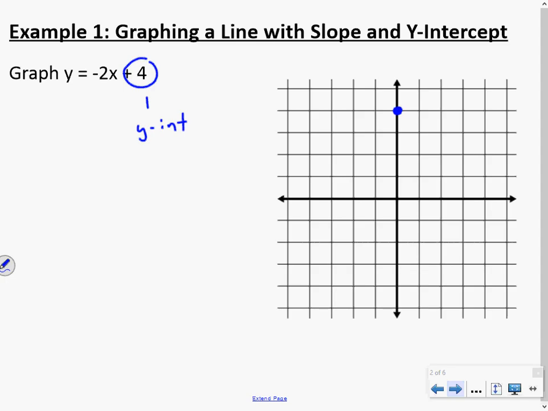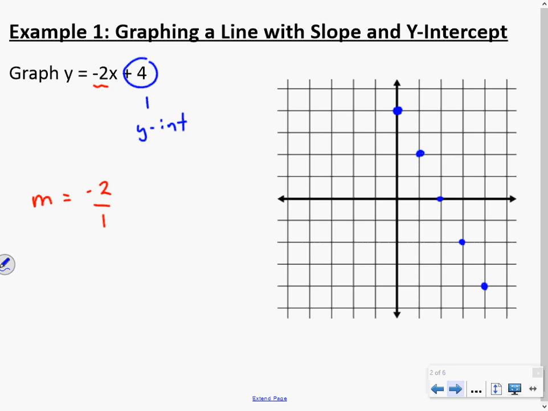And then we know the slope of this line is going to be -2, which I can write as -2 over 1. That means I can go down 2, right 1 to get from the point I already have plotted to my next one. So I can start at my y-intercept, count down 2, right 1, put another point there, and then I can keep repeating this pattern. Down 2, right 1, down 2, right 1, down 2, right 1.